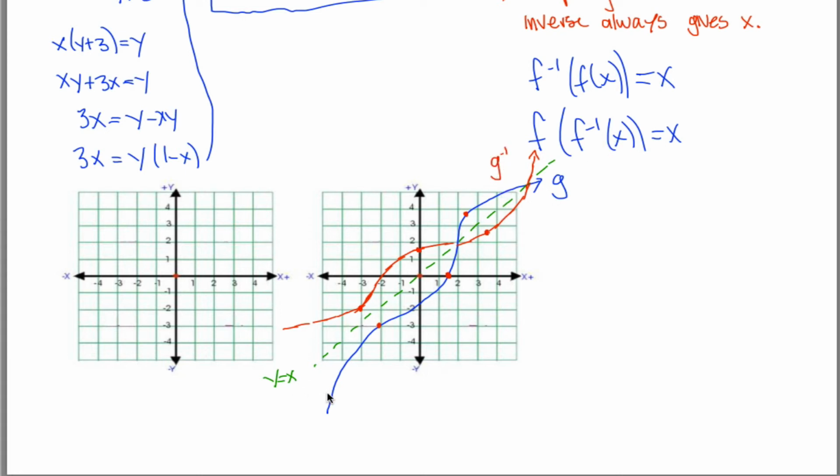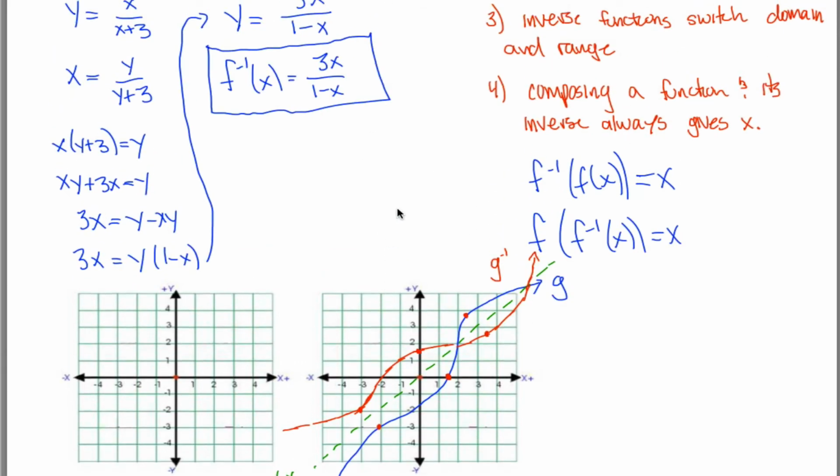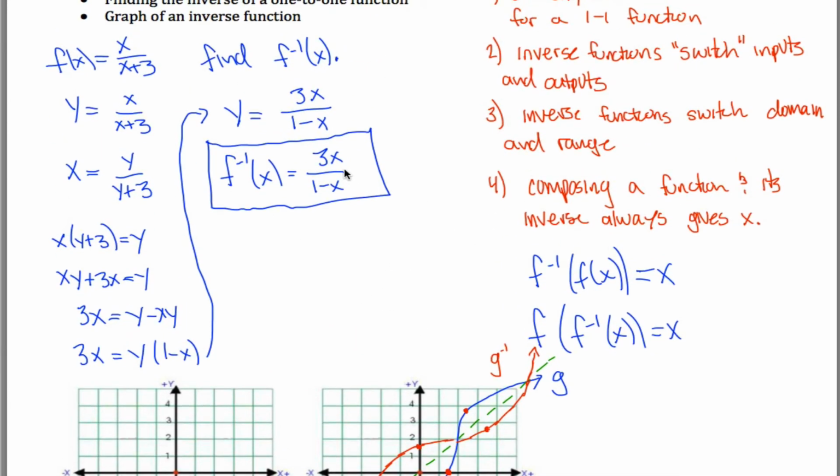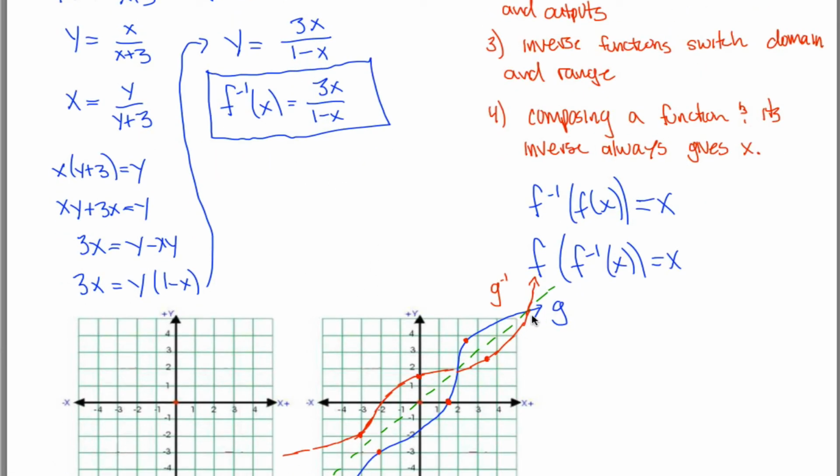This would be a graph of g inverse, which I like doing both because it's nice to be able to get the graph, and it serves as a nice check. If you're not sure if you did this one right, you could check it by graphing this and then graphing this and seeing if it really did reflect over this line.